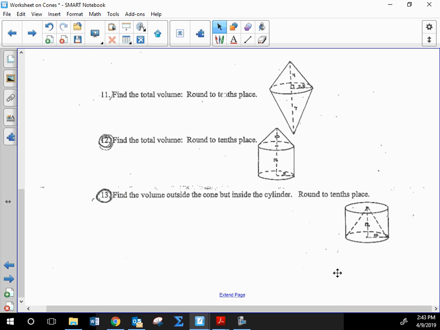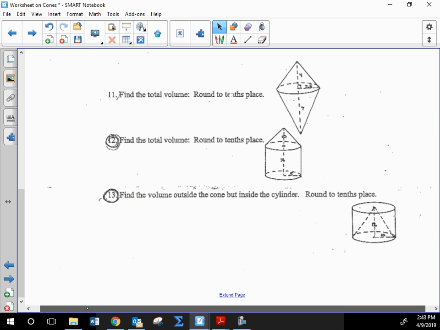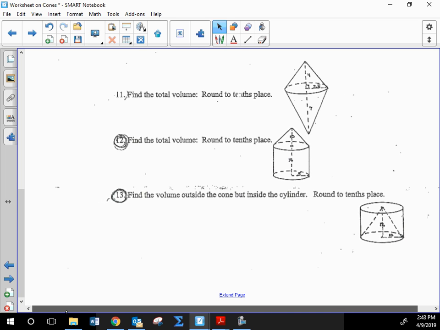Okay, 11, 12, and 13, these are what we call composite shapes, composite solids, which again is just simply taking shapes that we're familiar with and putting them together. For 11, 12, and 13, they're all asking for the volume. So for number 11, how would I go about finding the volume of that shape?